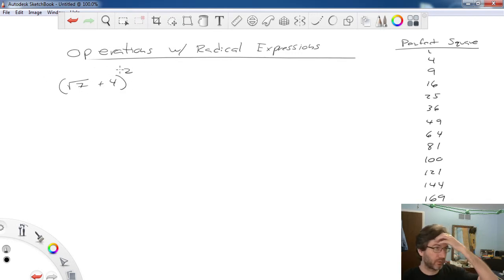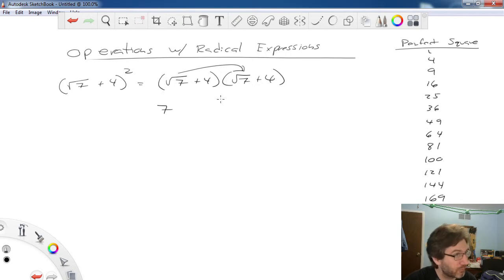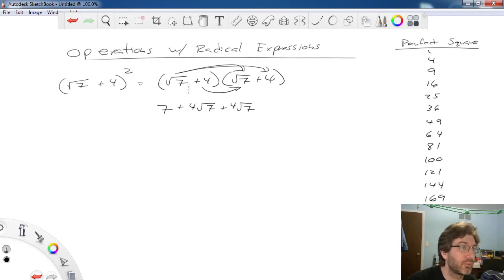So this is a perfect square, as it is, because if I took the square root of it, right? So remember, this is equal to square root of 7 plus 4 times the square root of 7 plus 4. And then when you do your first, you're going to get the square root of 7 times the square root of 7, which is 7. Square root of 7 times 4 is going to give you positive 4 square roots of 7, plus another 4 square roots of 7, plus another 4 square roots of 7, it looks like. And then all of these can be combined.